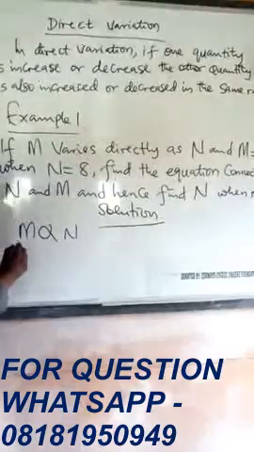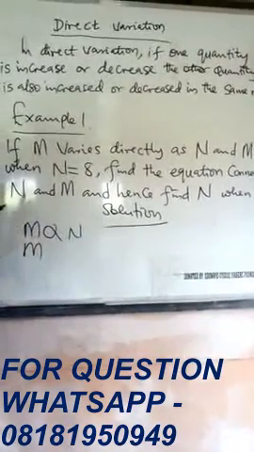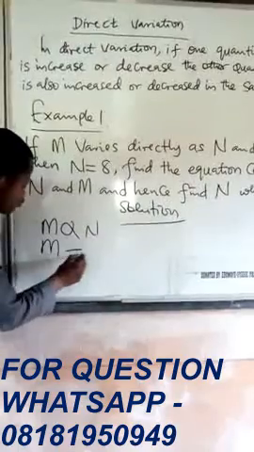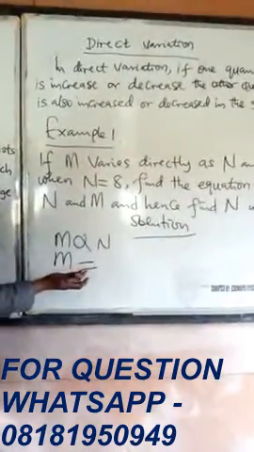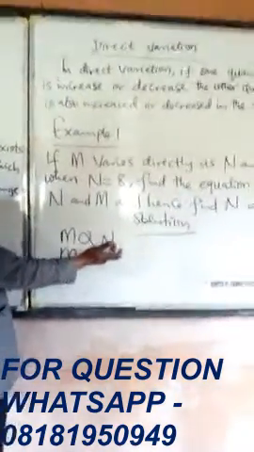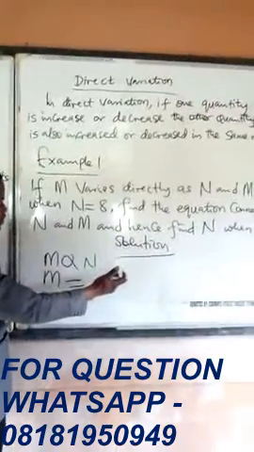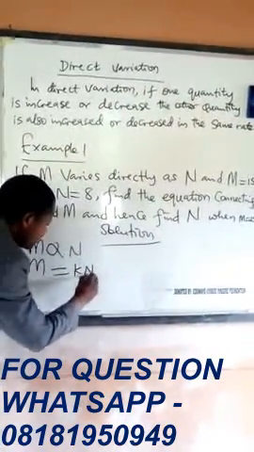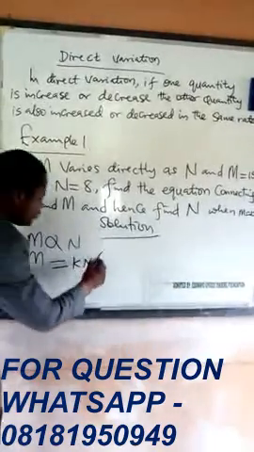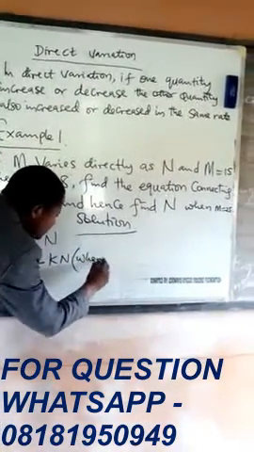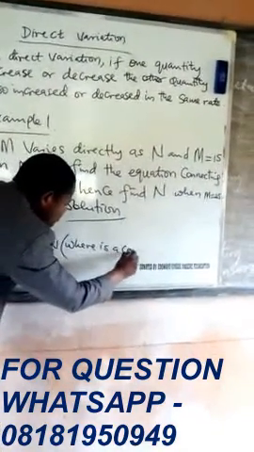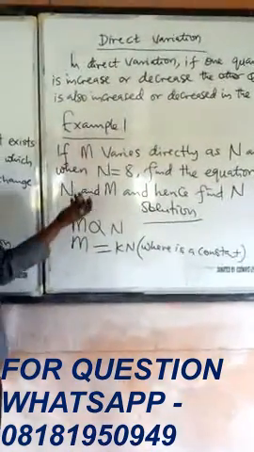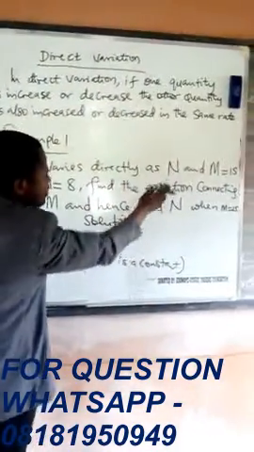Now, when we write m varies directly as n, the first step is to remove this variation sign and put equal to. When we put equal to here, we multiply the quantity on this side with a constant, which is normally k. You say kn, kn means k times n. Then you say where k is a constant. So we substitute the values of those variables now.